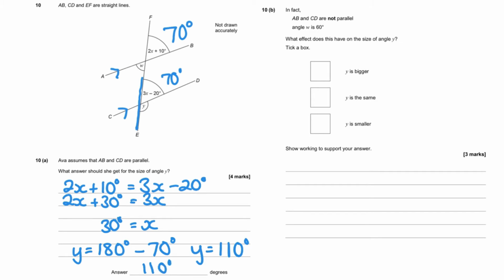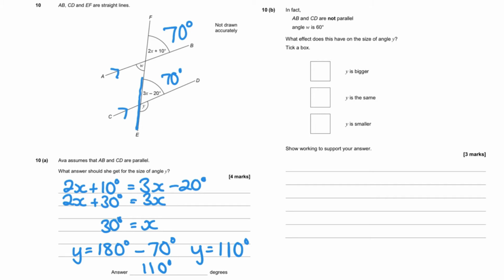So part B says, in fact, AB and CD are not parallel. Angle W is 60 degrees. What effect does this have on the size of the angle Y? And then we've got choices here. We've got Y is bigger, Y is the same, or Y is smaller. Show working to support your answer.